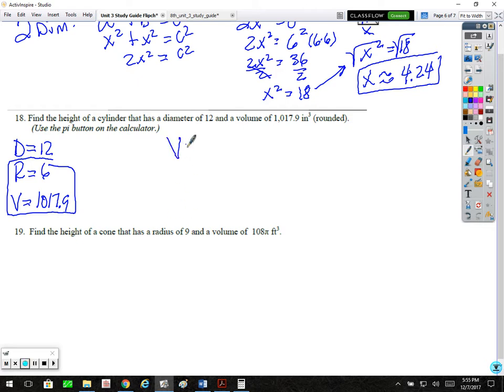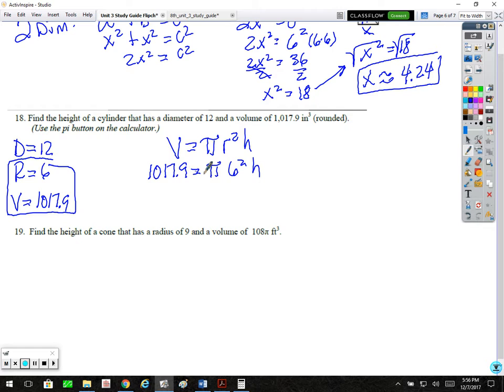Okay, volume equals pi, radius squared, height. All right. So volume is 1017.9. We have pi, and it says to use the pi button, so we're going to put pi in. Radius is 6 squared and times height.